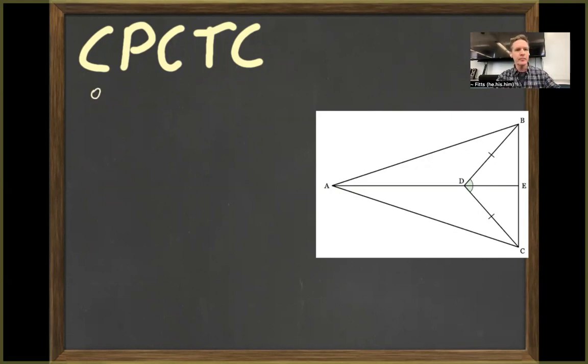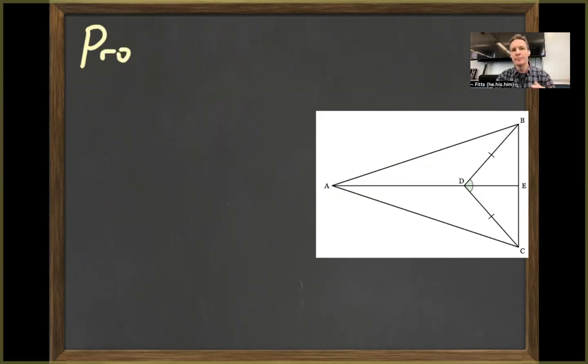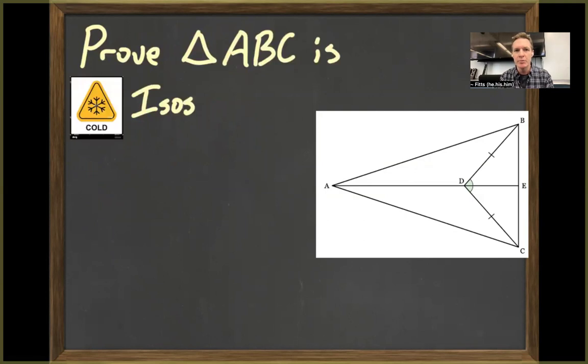So what is CPCTC? Well, it stands for corresponding parts of congruent triangles are congruent. That's what that means, and you're going to see what I mean by this in a minute. So let's think about this. If we had to prove triangle ABC is isosceles, then let's think about how we can do that. Well, all right, I have some ideas. So let's go through it.